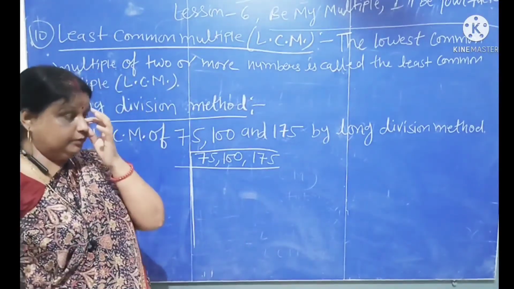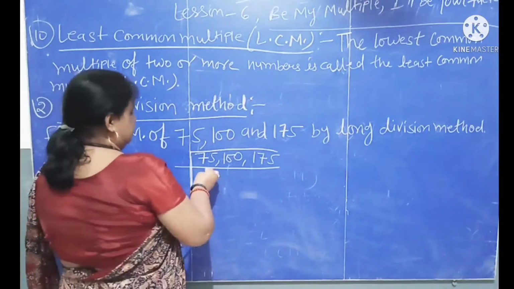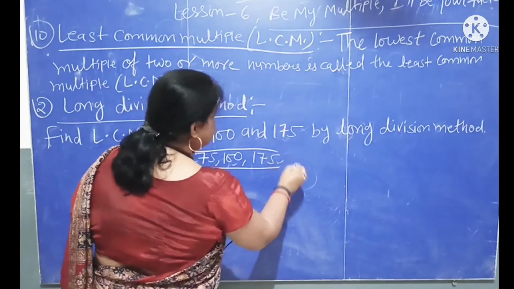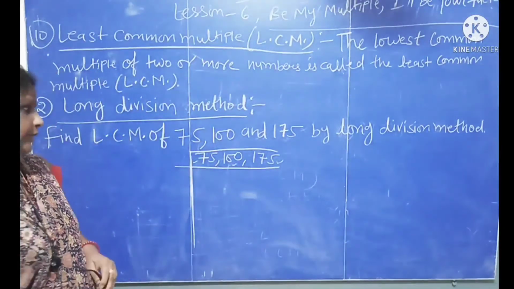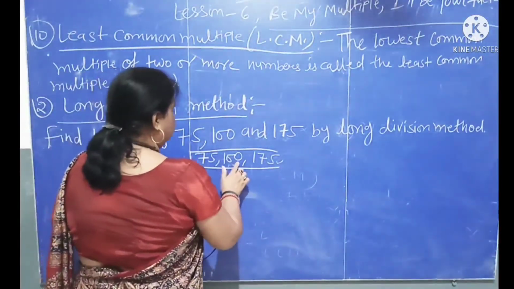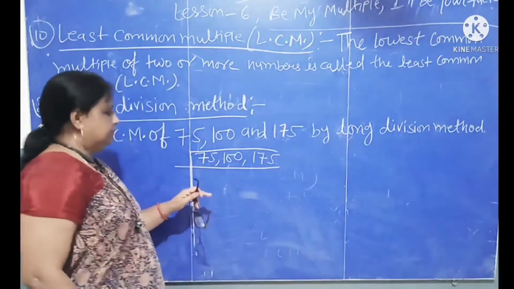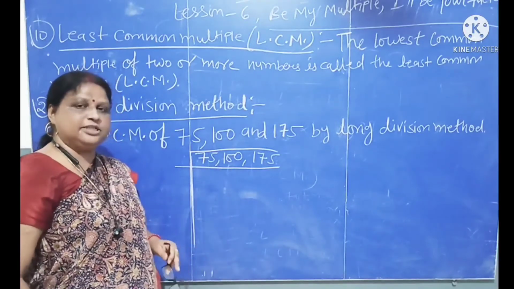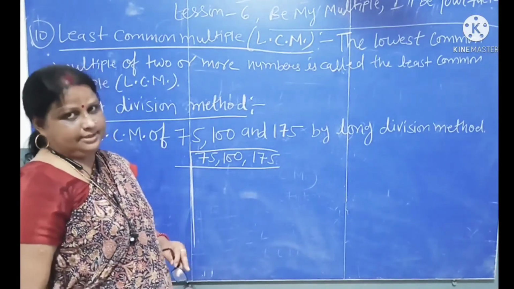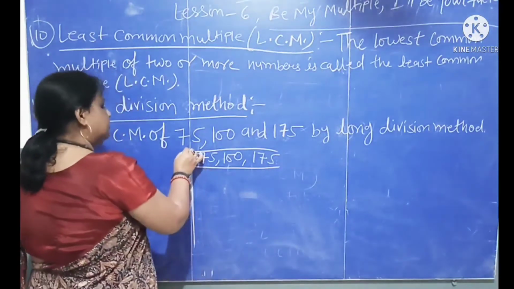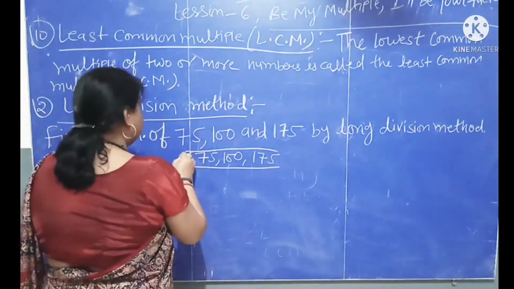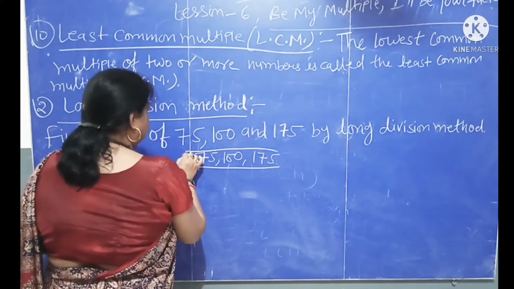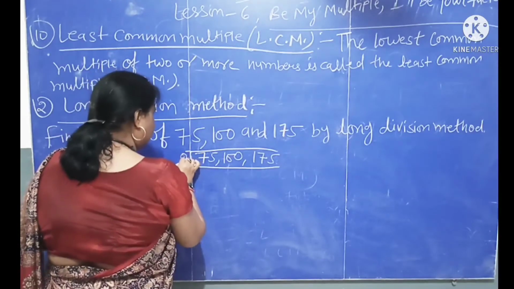So what will we do? Because this number is not divisible by 2, this number is divisible by 2 and this number is not divisible by 2. What will we do? If any number of the three numbers is divisible by 2, then first we take the number 2 as a divisor. The least prime number is 2. We take the least prime number 2 as a divisor.